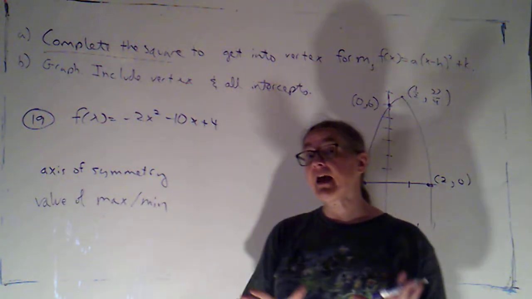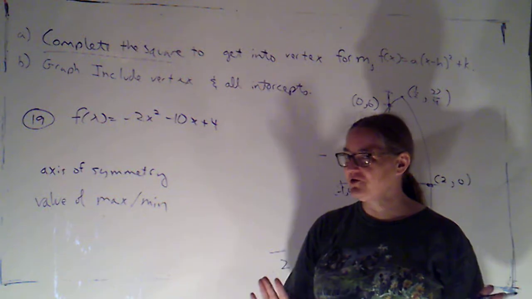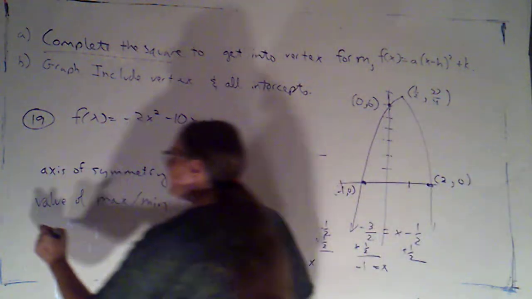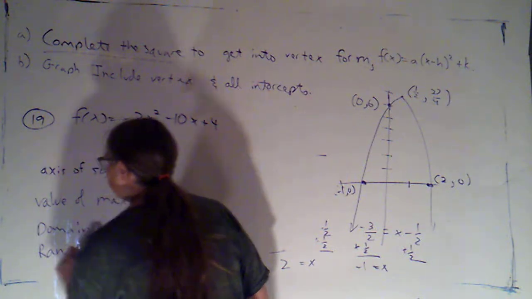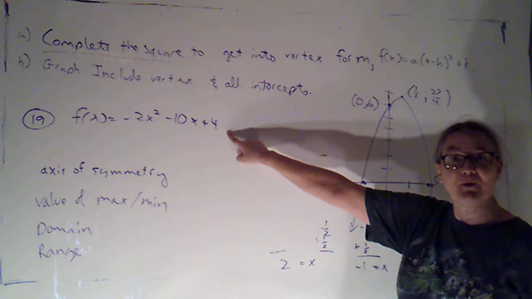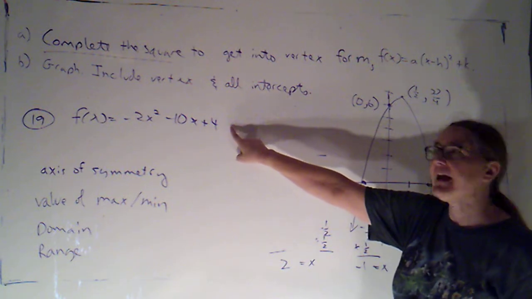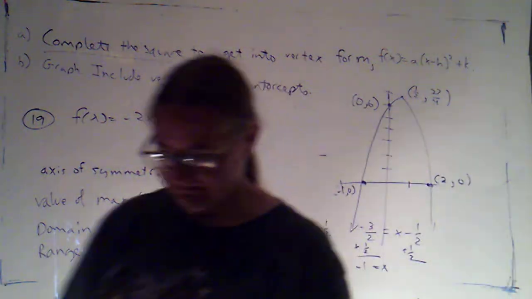Notice the book's only asking for the value of it, not the location. Make sure you answer the question that's asked. And then give me the domain and the range in interval notation. So try that with this problem. You're getting a head start on the homework, and the next video will start by going over that together.